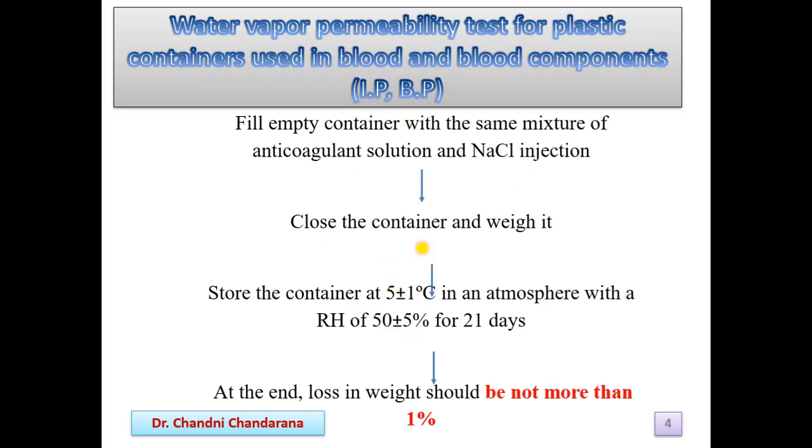So what we have to do is, after weighing, store it in a particular atmosphere with the relative humidity for 21 days, and after 21 days we have to weigh our container again. What will be our end point? Loss in weight should not be more than 1%. This is the limit. If it is more than 1%, then our test is failed. And if it is less than 1% or up to 1%, then our test is passed.